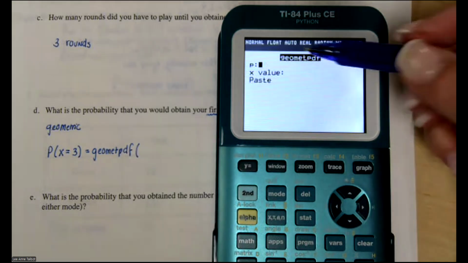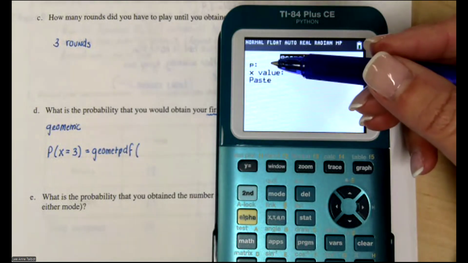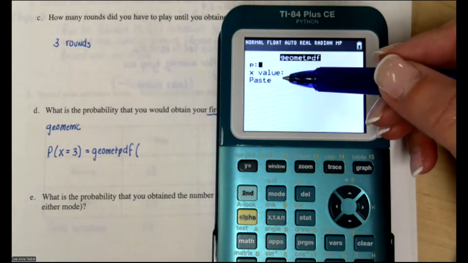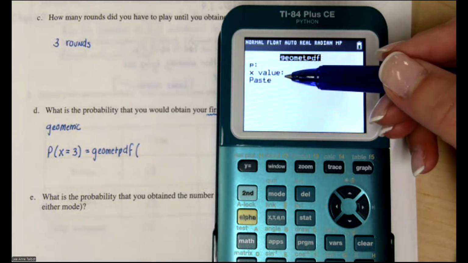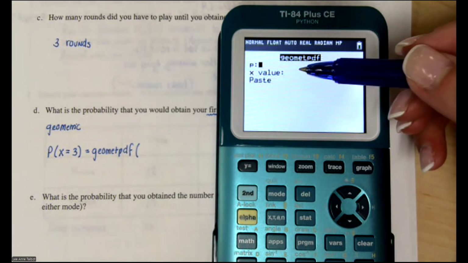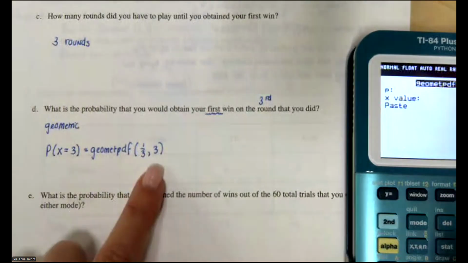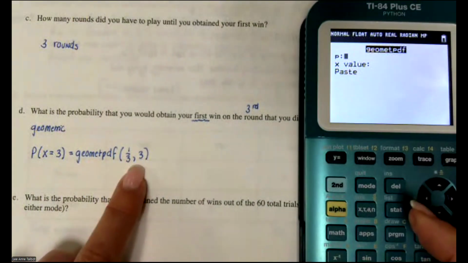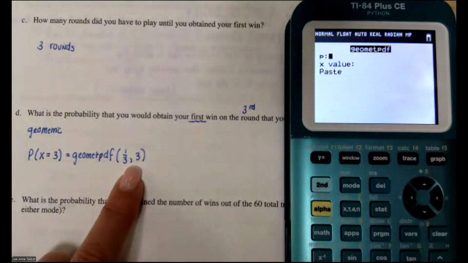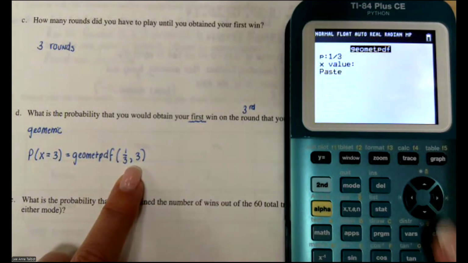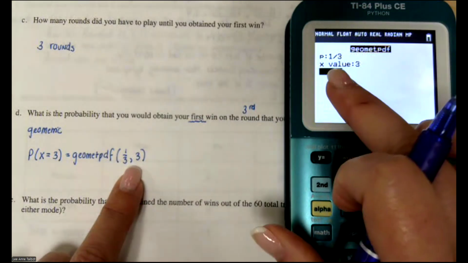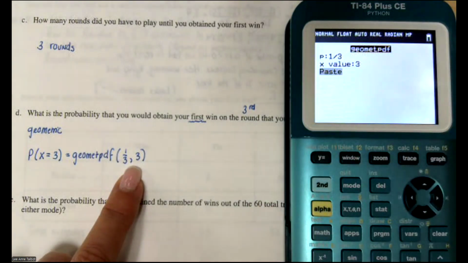Okay, and Geomet PDF asks for 2 things. It asks for your probability of success, and it asks for on which round would you get your first success. Probability of success for us is 1/3. And for me, it would be on my 3rd round. But you guys should put whatever number here that you have for your problem. And just type 1 divided by 3 right there. Don't type 0.3 or 0.333. No, we're not doing that.